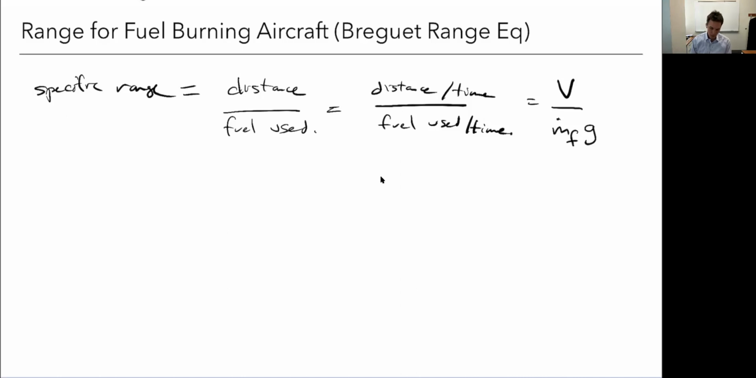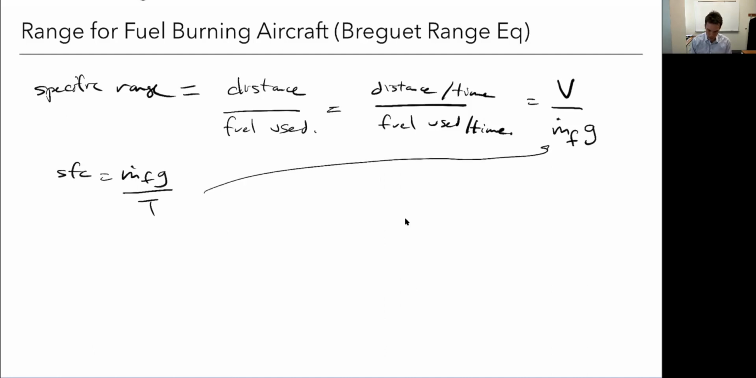We can write this another way, though. Remember, we talked about specific fuel consumption last time. That was an efficiency of my engine, and that was equal to my fuel burn rate per unit thrust. So if I use that, I'm going to substitute that in here at the bottom. I'm going to just call this SR here. It's not a typical abbreviation, I just don't want to write it again. Specific range, that's going to be V divided by SFC times T.